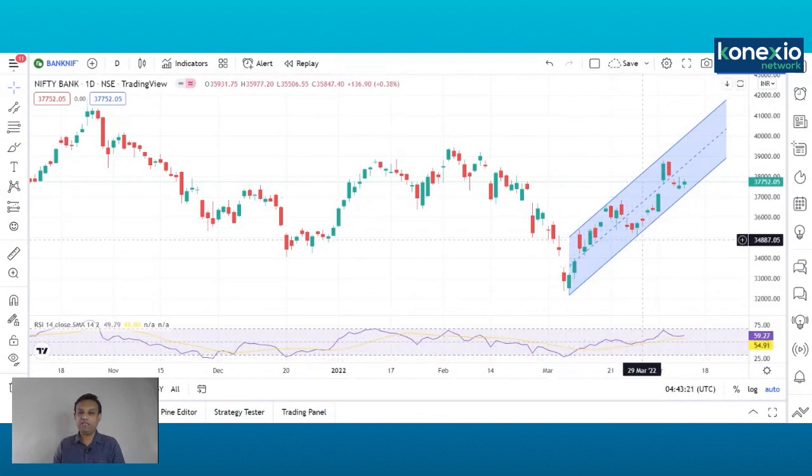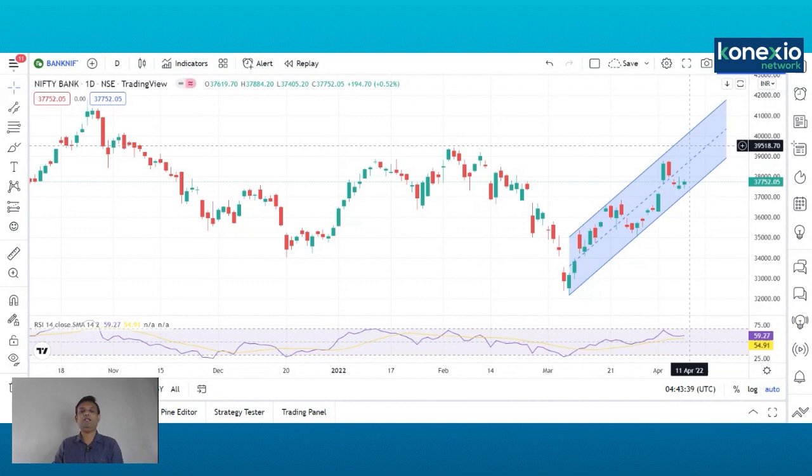Bank Nifty is moving in this particular rising channel. The trend is still intact. I mean to say the trend is still positive. So any slight correction, maybe 150 points correction, should be used as a buying opportunity in Bank Nifty. Bank Nifty has potential to test the levels of 39,000 in the coming weeks.